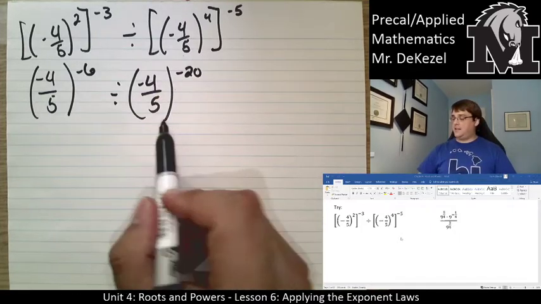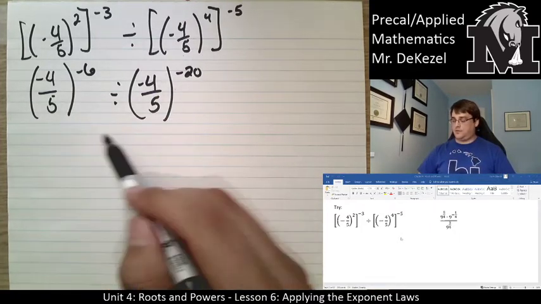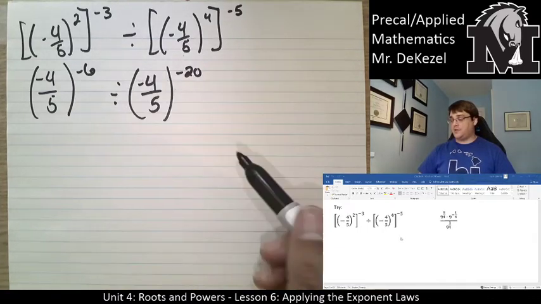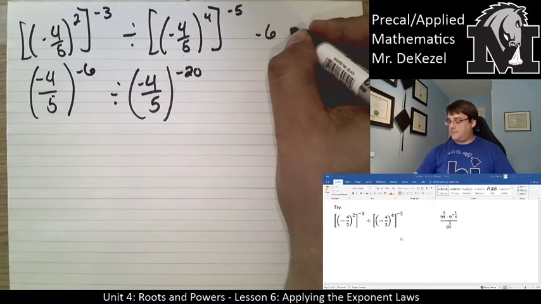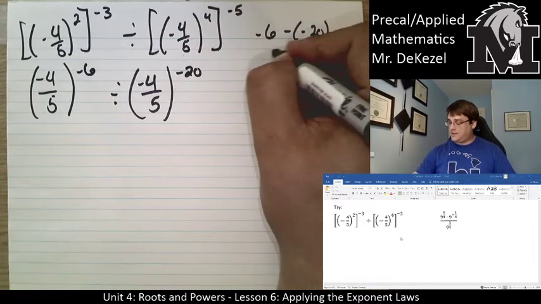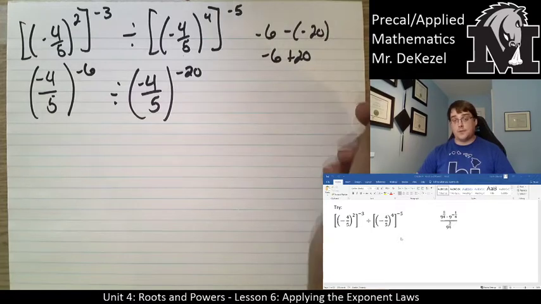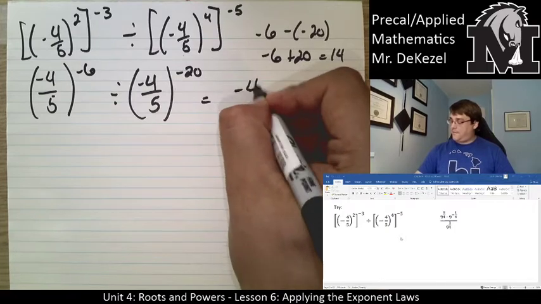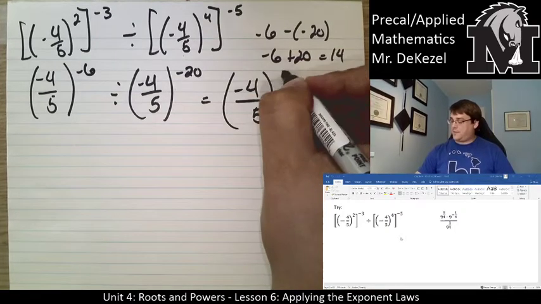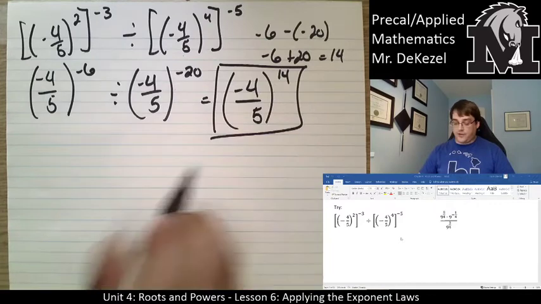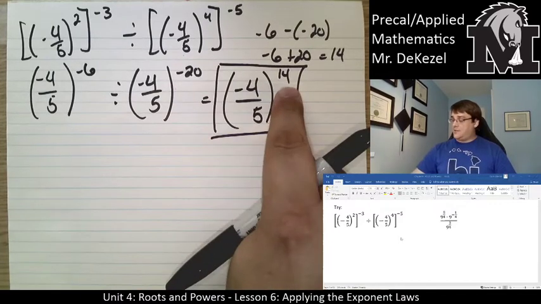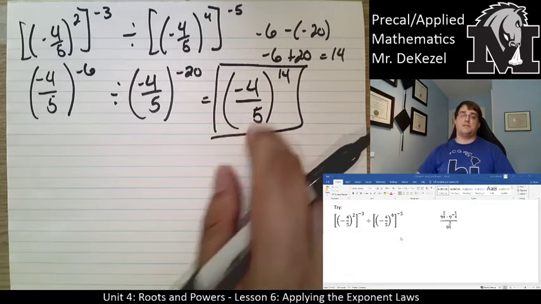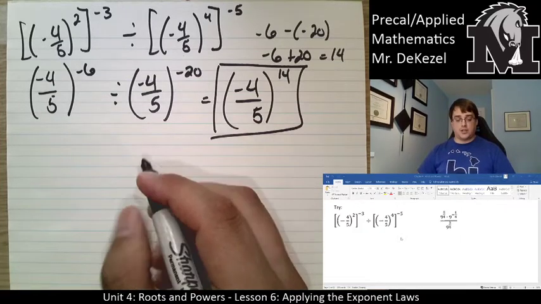Since I'm dividing these two, they're the same variable, they're like terms, we can subtract their exponents because we're dividing. Minus 6 minus a minus 20 is like minus 6 plus 20. So that would be 14. This gives us negative 4 over 5 to the power of 14. Don't need to flip it over. That's what it is because we have a positive exponent. We are not asked to evaluate it. We are just asked to simplify as best we can. So that's what that answer would look like.